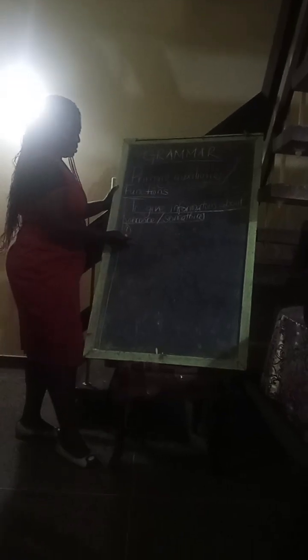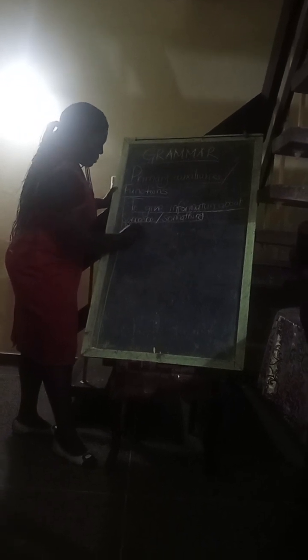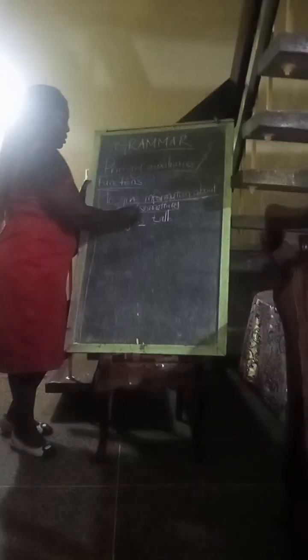Function number 1. We use primary auxiliaries to give information about someone or something. An example of a sentence is, you can say, Mary is tall. So "is" has been used to give information about Mary.